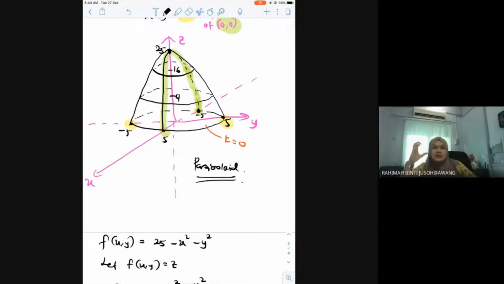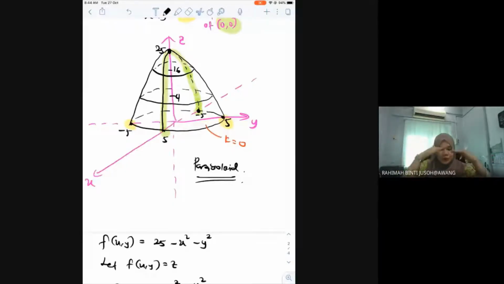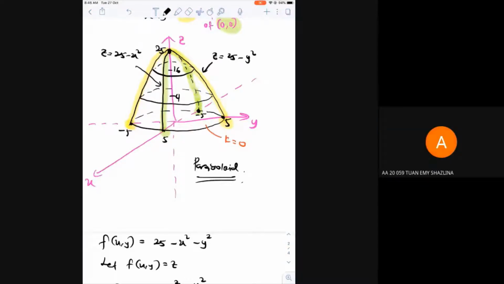That's why you learn level curves dulu. Subtopik 1.3.1 tu adalah supaya so that the student understand the concept of level of height. Ketinggian tu adalah sebenarnya merujuk kepada exact axis level curves. Okay? So this is the curve for z equals to 25 minus y squared. Kalau saya boleh denotkan kat sini, ni z equals to 25 minus y squared, and then the green color, z equals to 25 minus x squared, like this. If you understand? Yes. Okay, good. Well done.